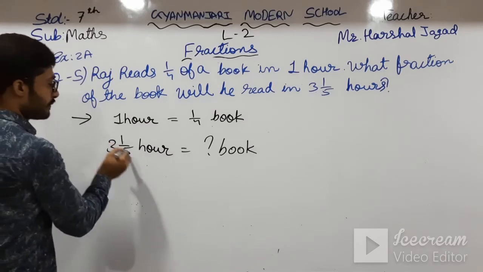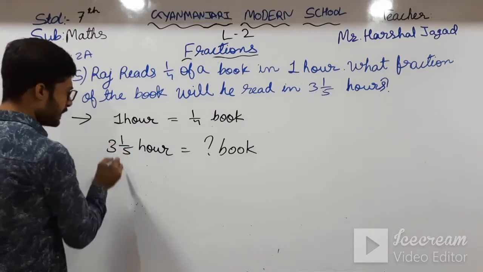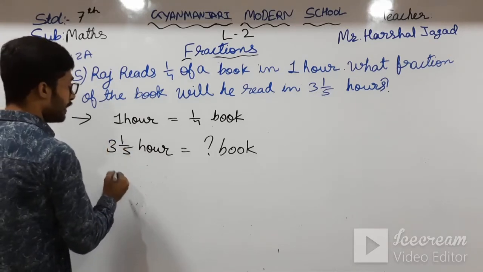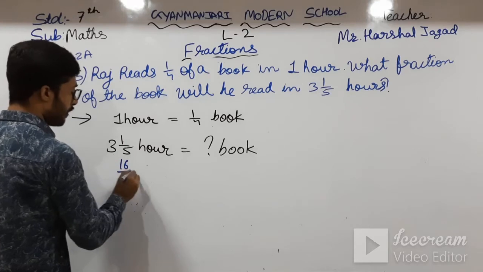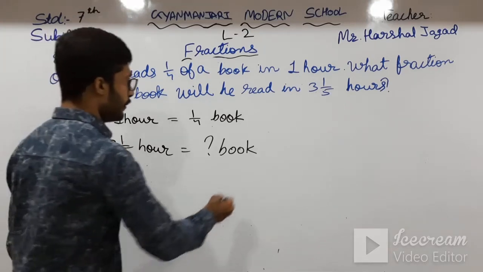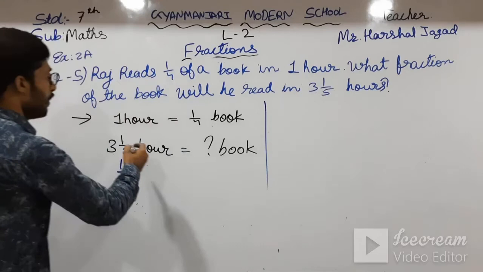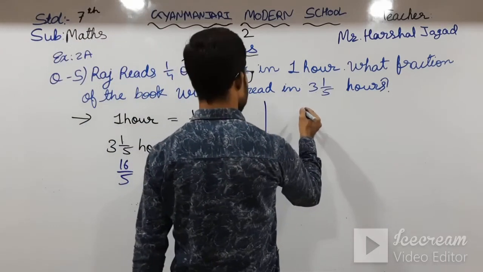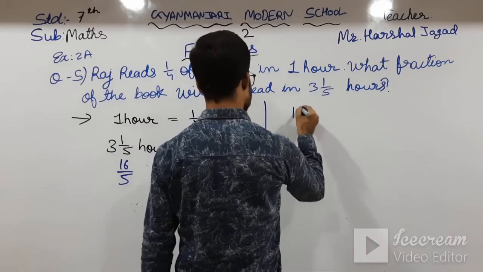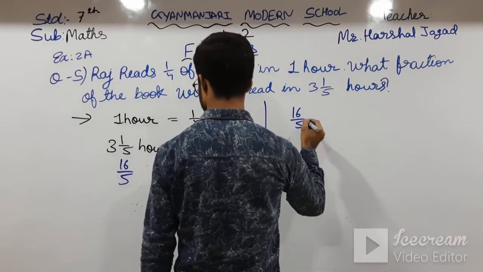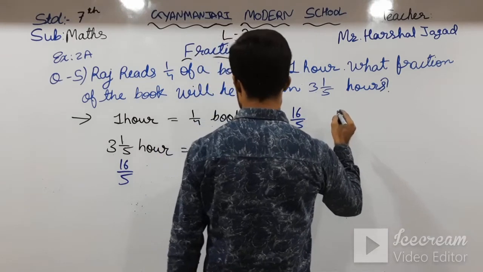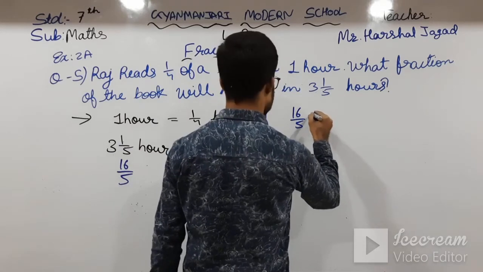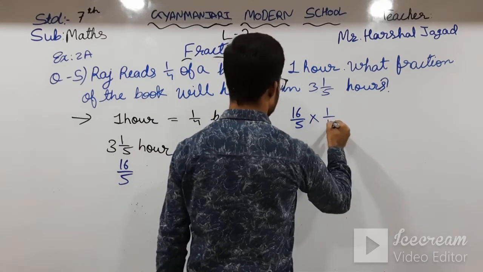First of all we will make the improper fraction, that is 5 threes are 15 plus 1, that is 16/5. So what we will do here, we will multiply 16/5 into 1/4.